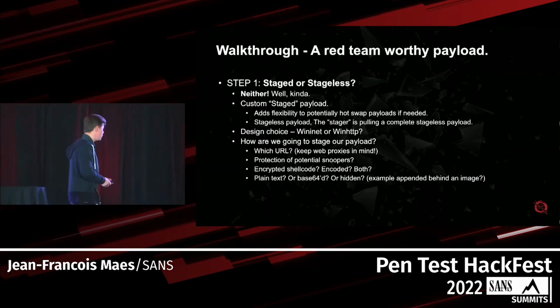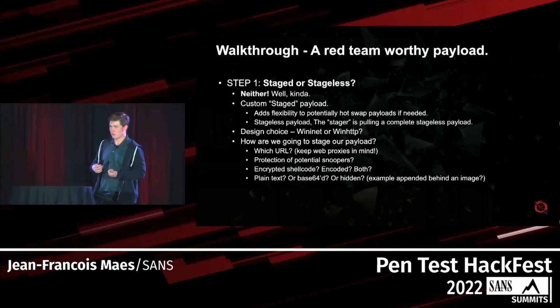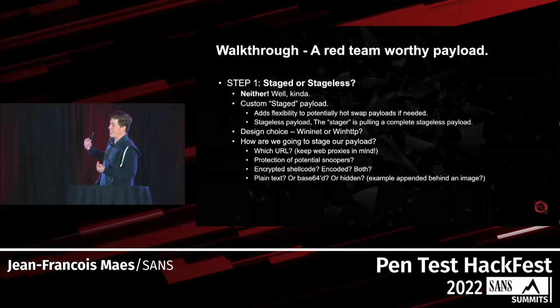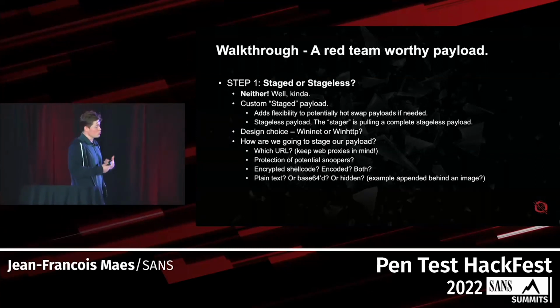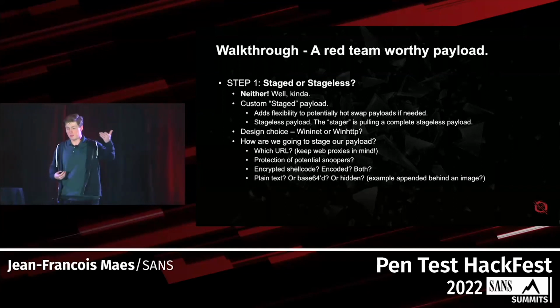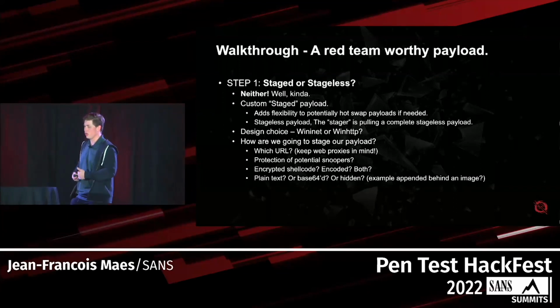And then another thing we can do is encrypt our shellcode. Do we encrypt it? Do we do RC4 encryption? Do we do AES encryption? Do we encode it? Do we do base64 encoding? Do we do both? Those are all things that you can now do because you are going to create your own stager, so you can build that decoding logic or decrypting logic inside of your stager.